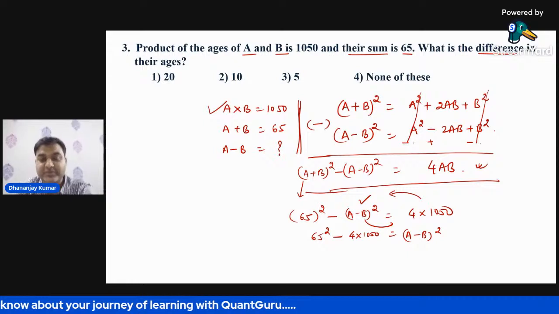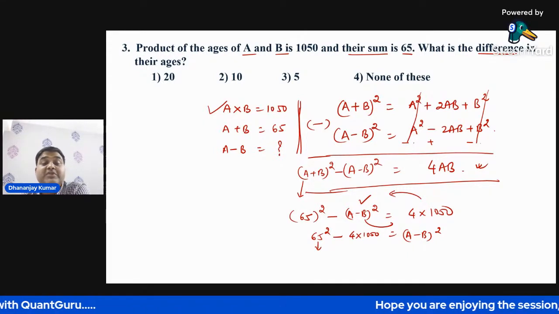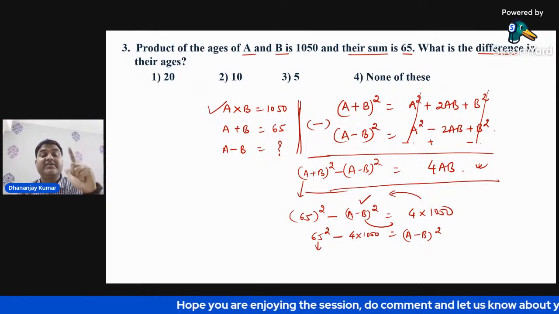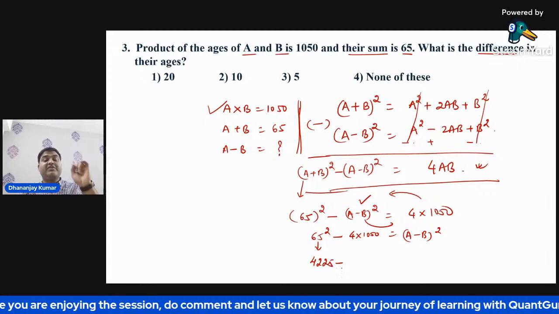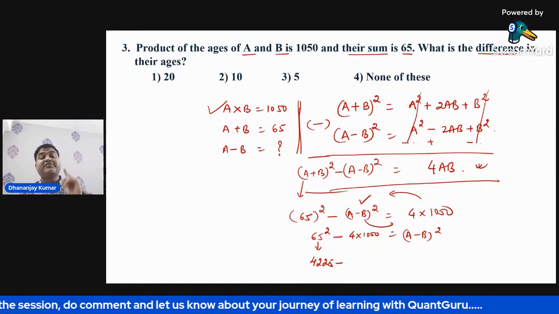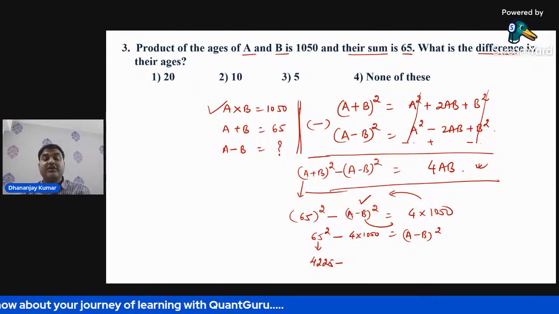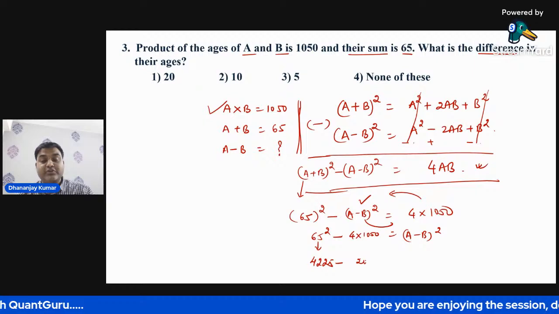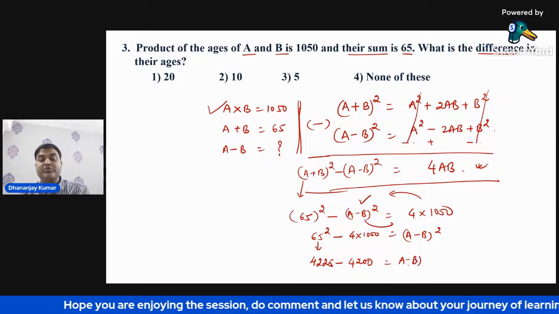How to find A minus B whole square? Okay, let's find the value. Square of a number which is ending with 5, my dear friend, do not multiply this. 65 square, 6 into 7 is going to be 4225. You remember, a number ending with 5 squared ends with 25, and for 65 it is 6 into the next number, 7. And this is nothing but 1050 into 4, which is 4200. So 4225 minus 4200 is going to be equal to A minus B whole square.